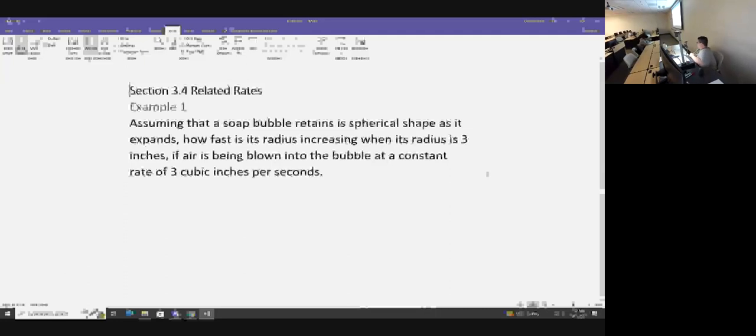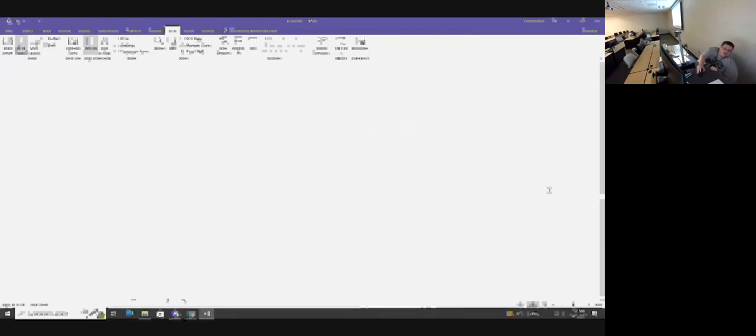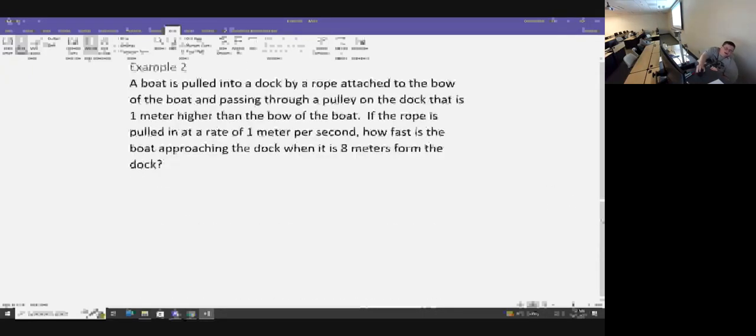We've got some word problems in this section. So the first problem is we're going to assume that a soap bubble retains its spherical shape. Did we do this one already? I must not have had the scan in the lecture notes. Let's try that. I remember talking about that.